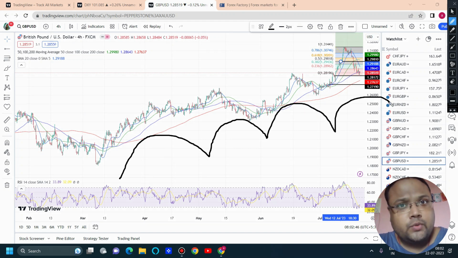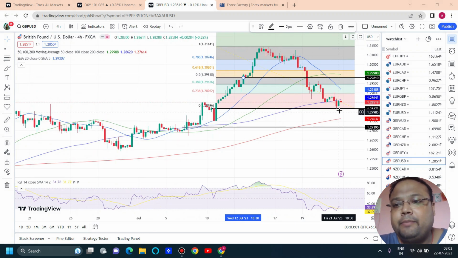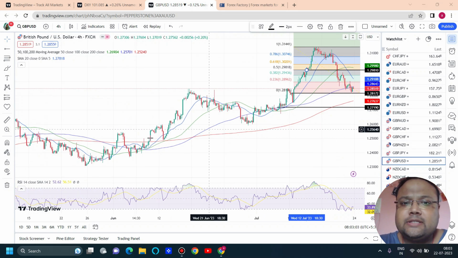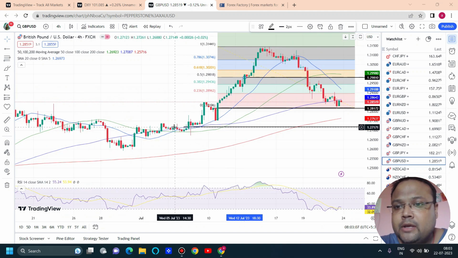So if you're a swing trader or a positional trader, then obviously buy at dip or buy at support should be your strategy. And right now you can see that the market is approaching the support. So where is the support? The support can be around the 200 moving average, which has been acting as a dynamic support or resistance for quite some time.